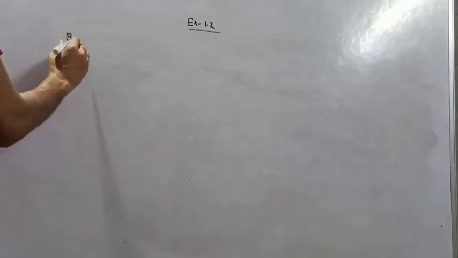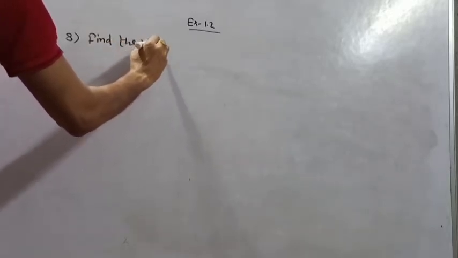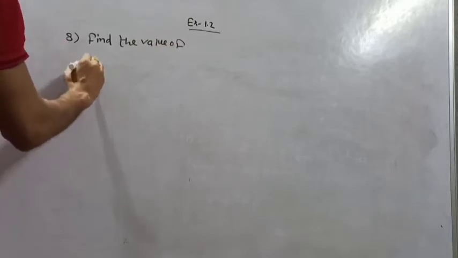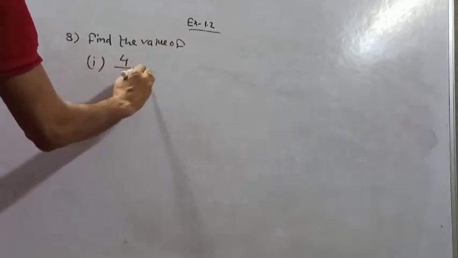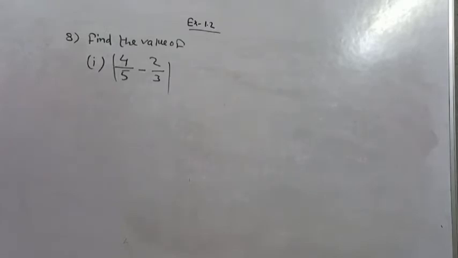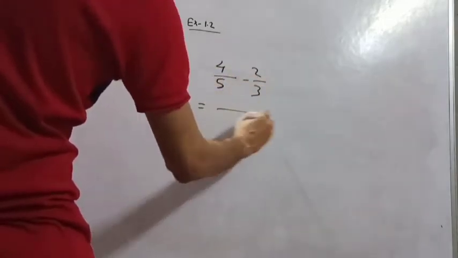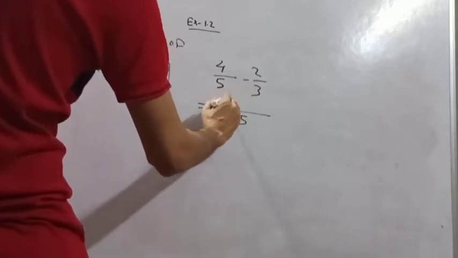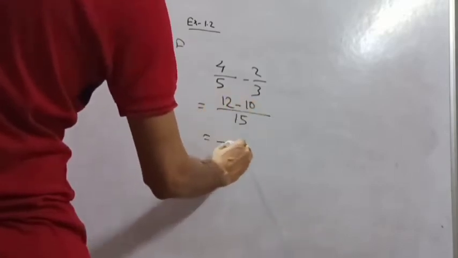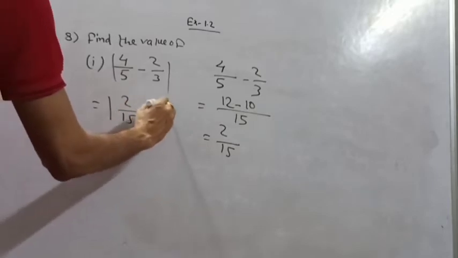Next, question number 8, find the value. The absolute value of 4 by 5 minus 2 by 3. LCM of 5 and 3 is 15. So 3 fours are 12 and 5 twos are 10. So this is 2 by 15. The absolute value of 2 by 15 is equal to 2 by 15. It's very simple.